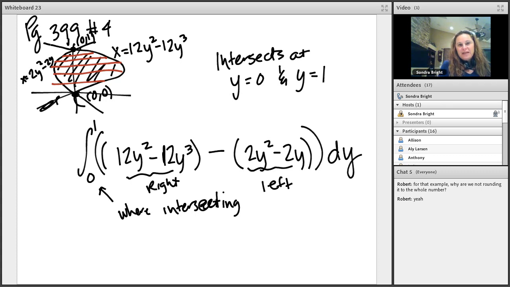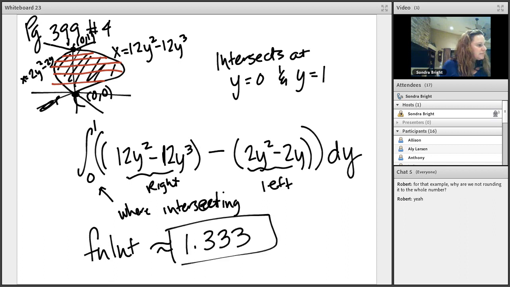Okay. So that's your setup, right? You'll write that, and then you'll fnInt it, and you'll get 1.333. 3 decimal places, because that's what the AP exam wants. All right. There you go. Talk to me. Type if you have questions before I move on to the next one. No? All right.